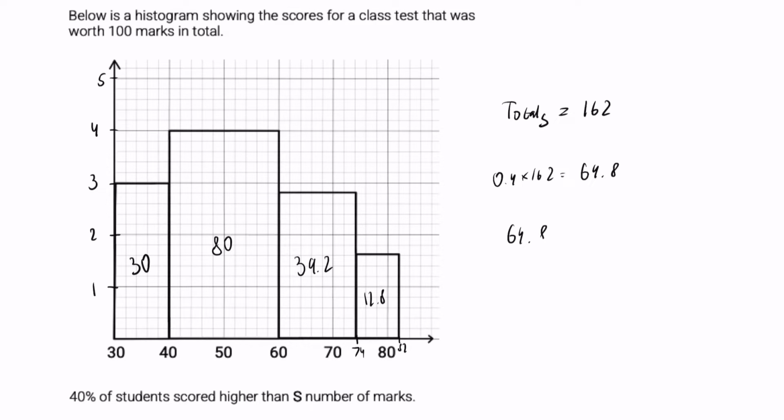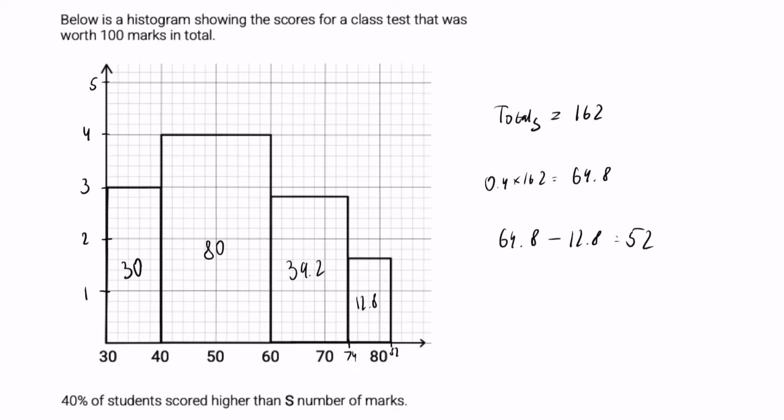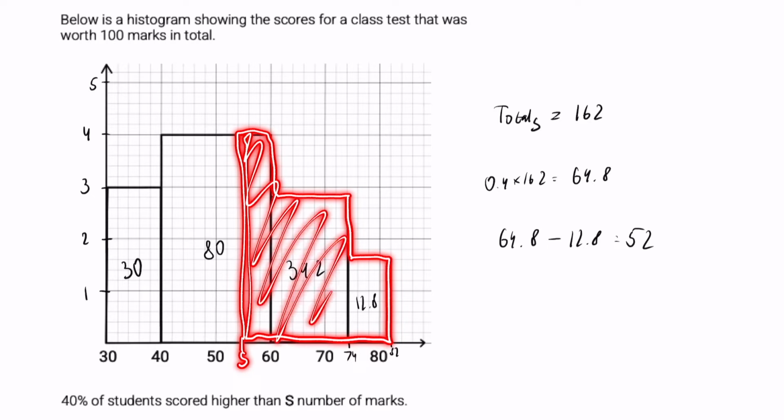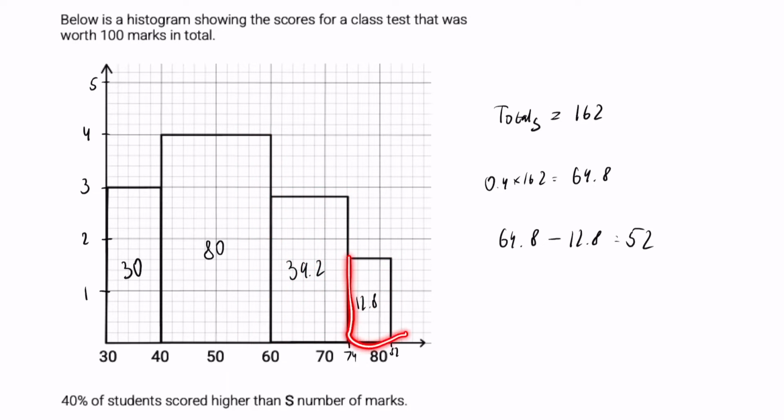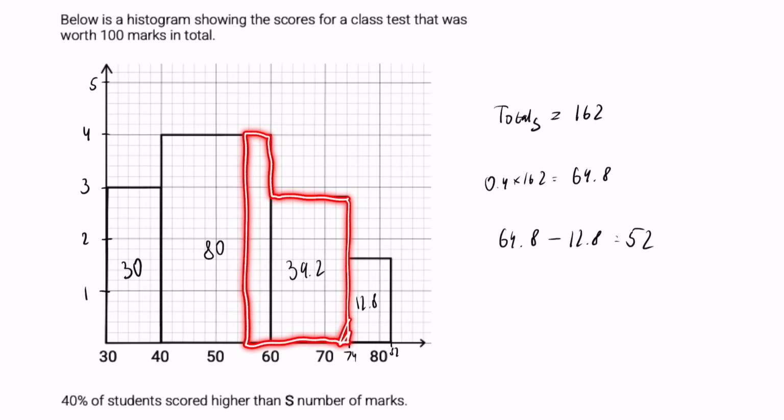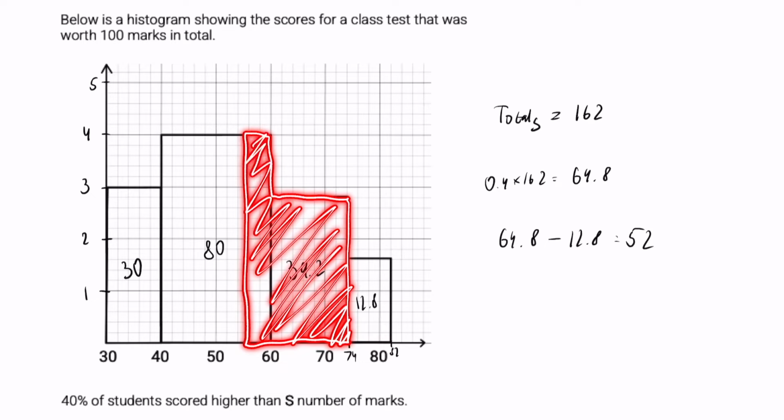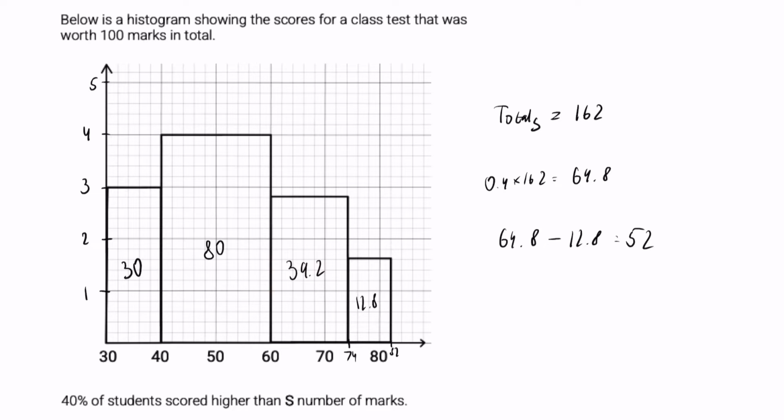The way we find where exactly this S lies, well, all we have to do is 64.8 minus 12.8, and I'll explain why we do that in a moment. That gives us 52. So again, I'll repeat, S is somewhere around here. The area of those bars will be 64.8 students. All we did now is subtract this bar from it, and we are left over with this area here, which would be 52 students.